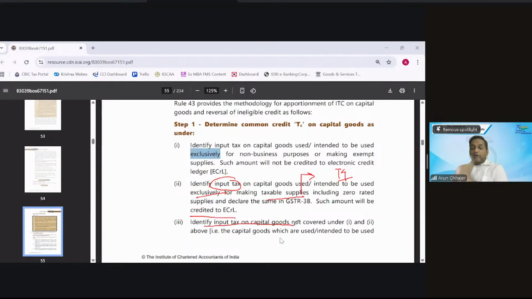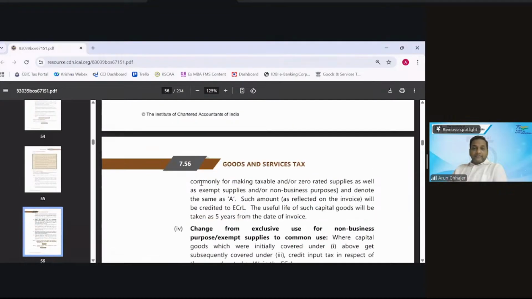Identify the input tax on capital goods not covered in clause 1 and clause 2, meaning thereby it is common credit, commonly used for making the taxable supply including zero rated supplies, and denoted as A. Such amount will be credited to the electronic credit ledger. The useful life of the capital goods will be considered as 5 years.